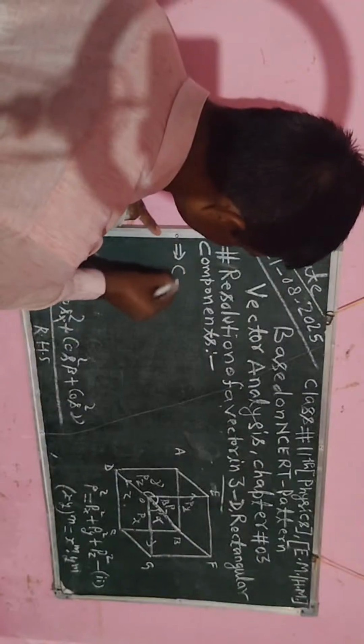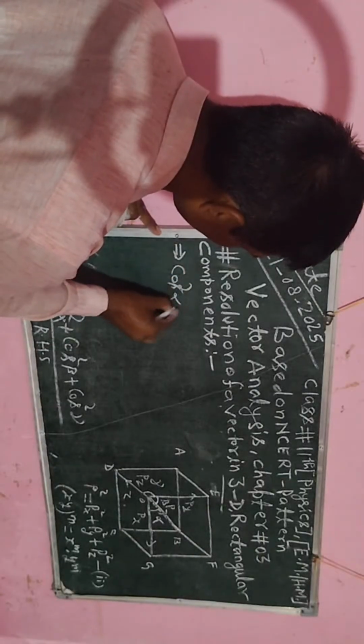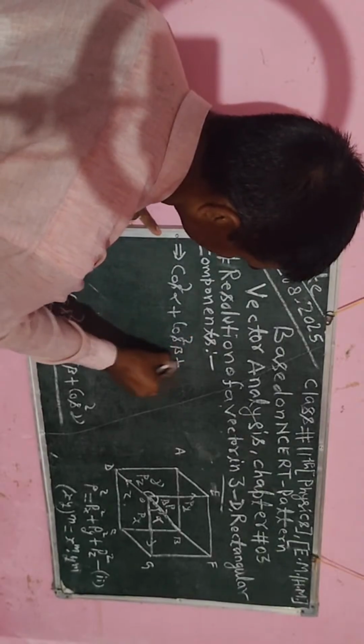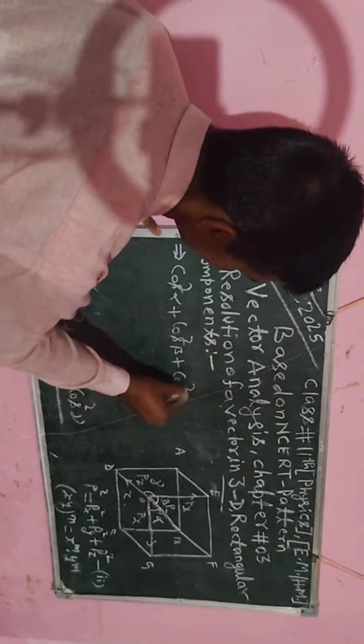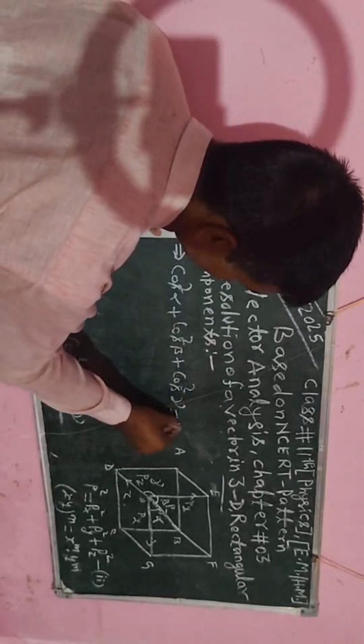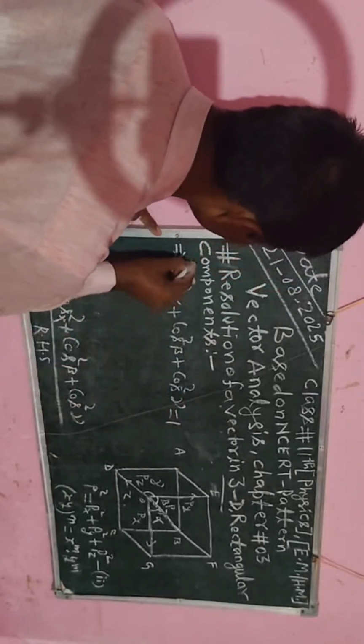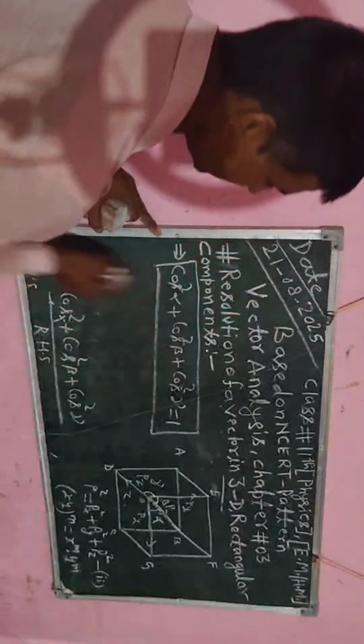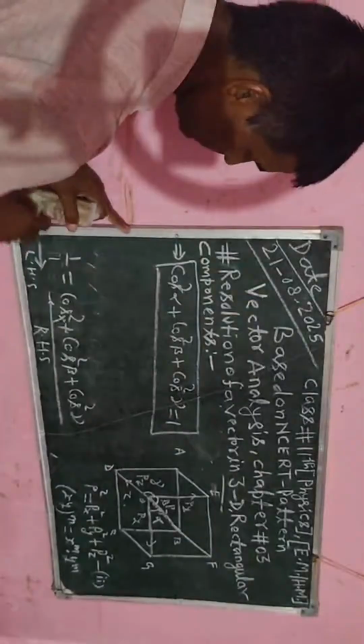So here I will write cos square alpha plus cos square beta plus cos square gamma, which is equal to 1. So this is the trigonometrical identity, and this trigonometrical identity we have to remember clearly. Okay. Now that I am going to erase.